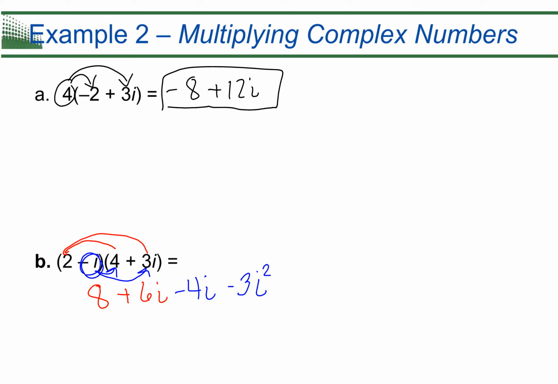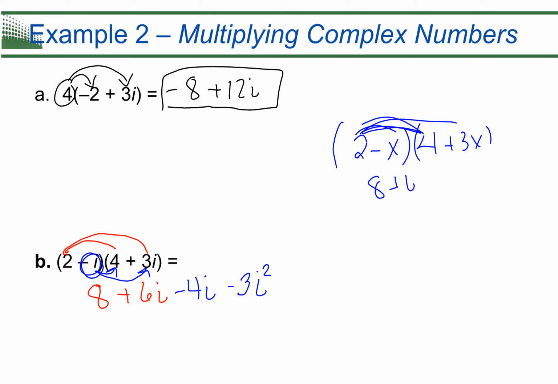Now the reason that this happens is because say you were given the same problem, you were working with x's, something that you're used to doing. So maybe I had 2 minus x, 4 plus 3x. So the 2 distributes like you're used to. So 8 plus 6x, similar to our 8 plus 6i. But this negative x times 4, that gives me the negative 4x. Negative x times 3x is a negative 3x squared. So your x times x results in an x squared. So the same is going to be true with i times i to give you an i squared.